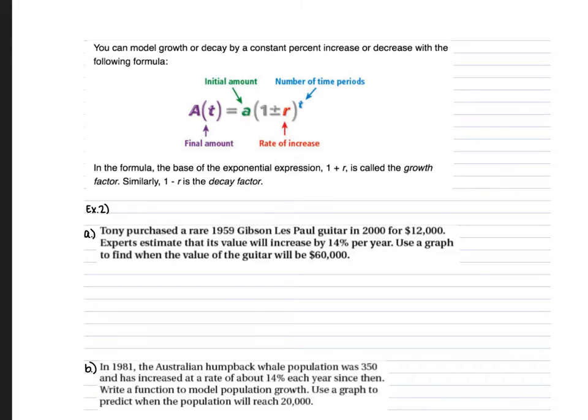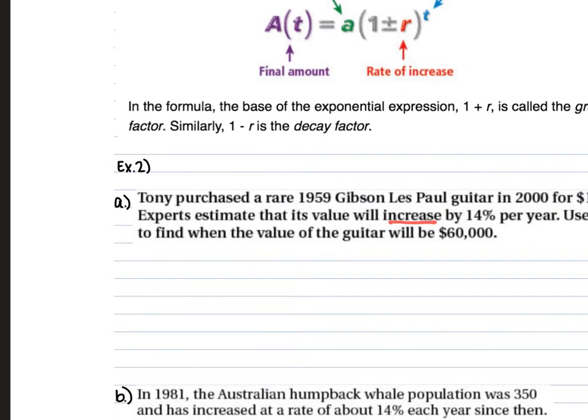So for this one, our rate is an increase, so we're going to use that plus. We're going to use our initial amount, which was that $12,000. So A is 12,000. Our rate is 14%, which is 0.14. And then our period is what we're going to plug in for, okay? So our whole idea is to get our A of t equal to $60,000.